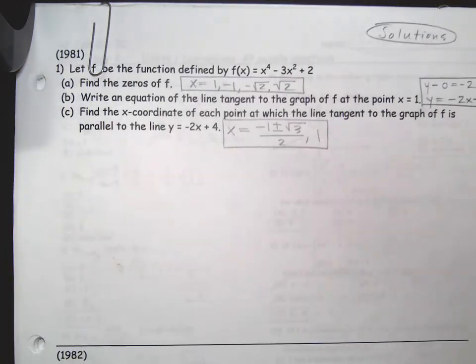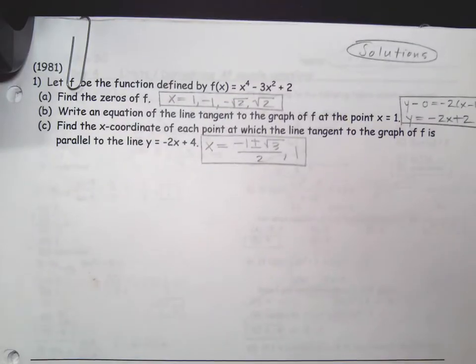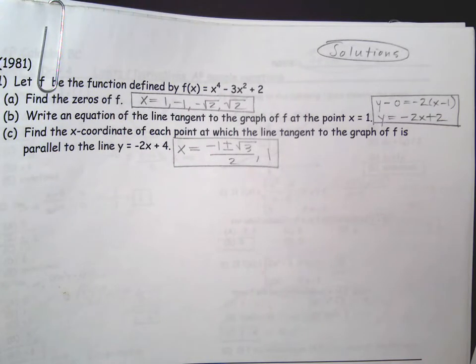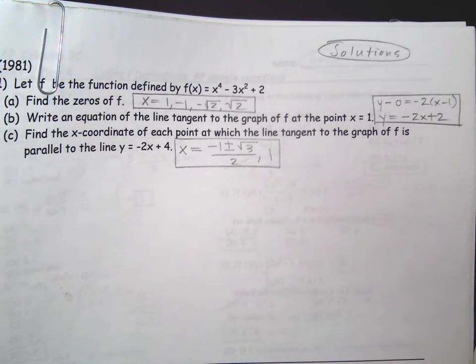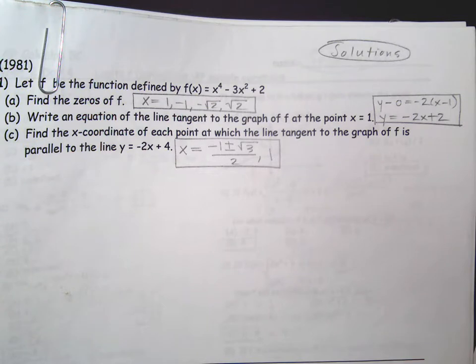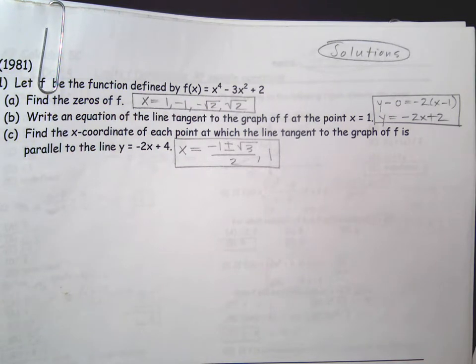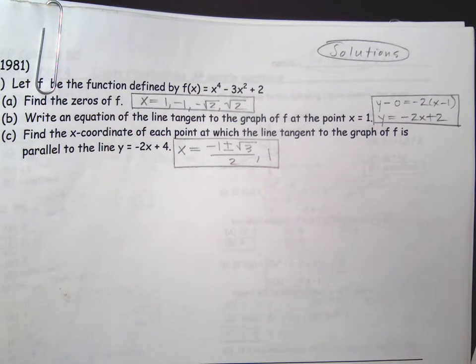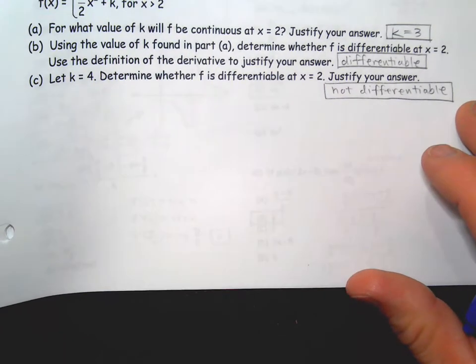The answers in the back. Sort of some free response style problems. Find the zeros. Those are the zeros. There's 4 of them. Equation of the tangent line, slope intercept or point slope form. X coordinate of each point where the tangent line is parallel to that line. So we'll check those. And the second one, find the value of k, so f is continuous.